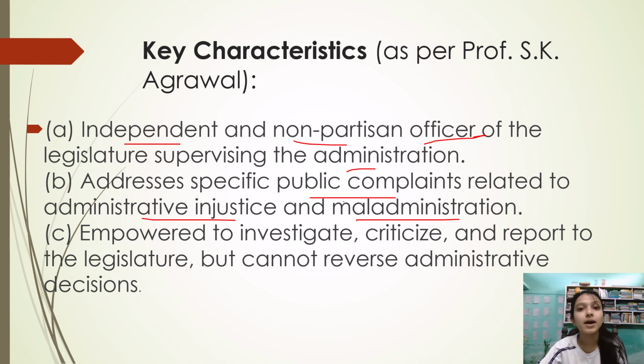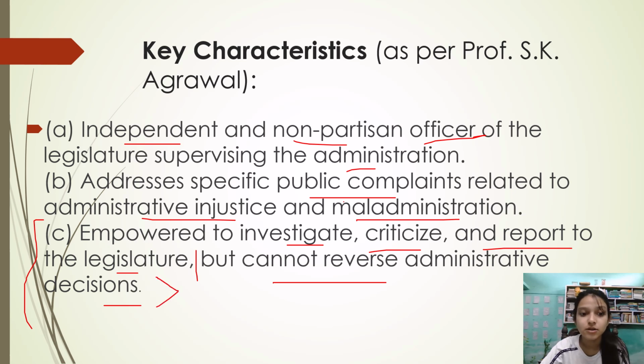So if there is any maladministration happening, the citizens can approach an ombudsman and can ask for more transparency in the matter. The ombudsman is empowered to investigate, criticize, and report to the legislature, but cannot reverse administrative decisions. So this is again a function of ombudsman. The ombudsman is empowered to investigate the matter and criticize the administration which has been said to be corrupted by the citizen itself, and report to the legislature. He can also give a report to the legislature but cannot reverse administrative decisions.